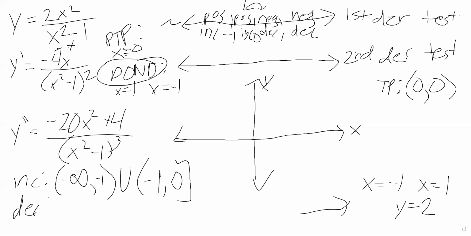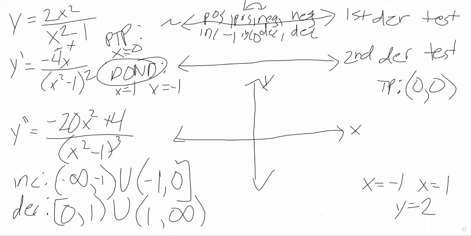Decreasing interval, it's going to be 0, again, hard brackets, to 1. But 1 is a pond, so it's going to be a soft bracket in union with 1 soft bracket. And then infinity is always a soft bracket. So that's our intervals of increase, decrease. And that is our whole first derivative test done.